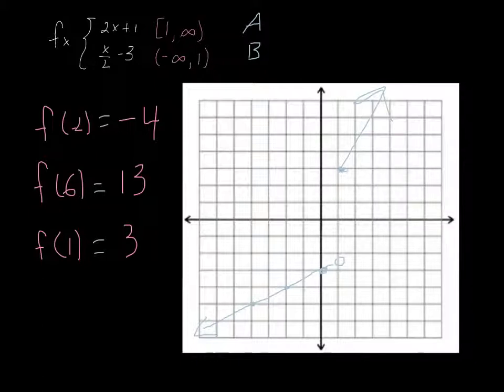Okay, and here are my values. I got f of 2 equals negative 4, f of 6 equals 13, and f of 1 equals 3. And I know the f of 1 equals 3 is correct because it's right there on the graph.